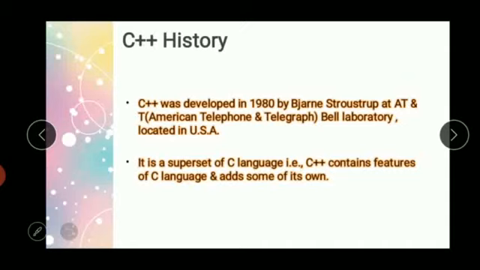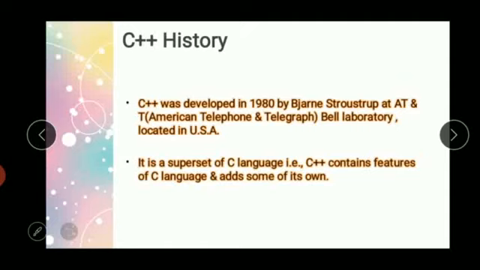Actually, the mother of all programming languages is the C language, which was developed by Dennis Ritchie. The person Dennis Ritchie developed the C language, and more features got added and it became C++. Plus means adding more things to C, and it became a different thing from the C language.